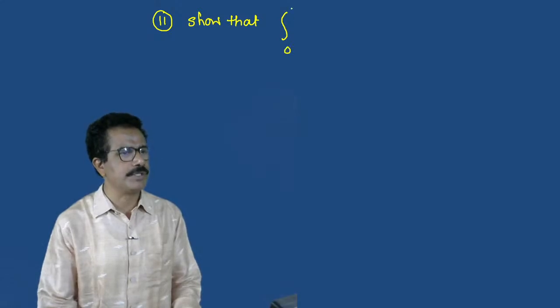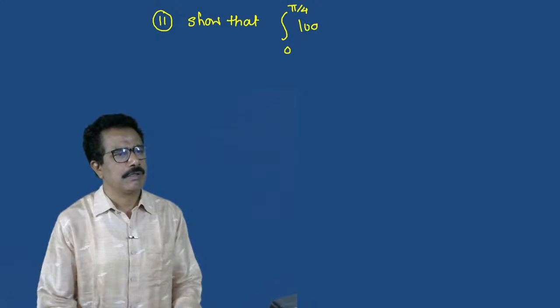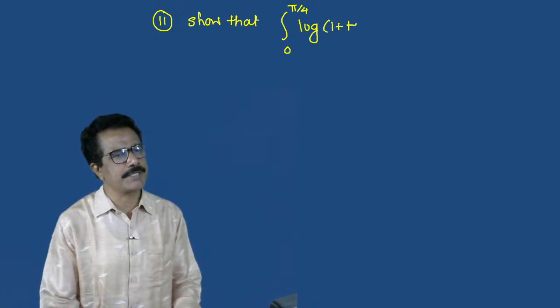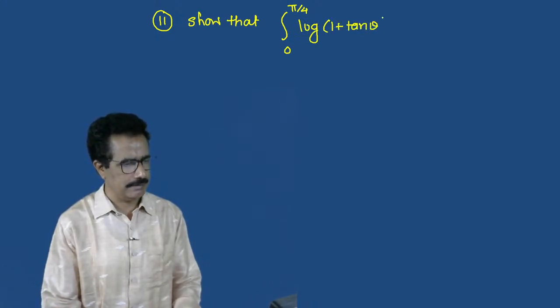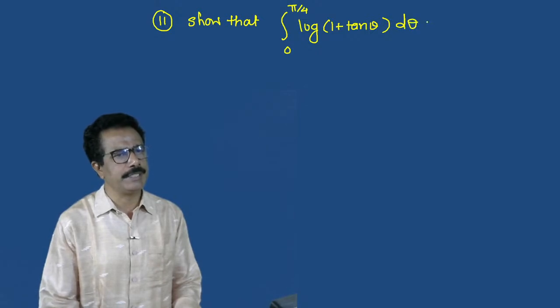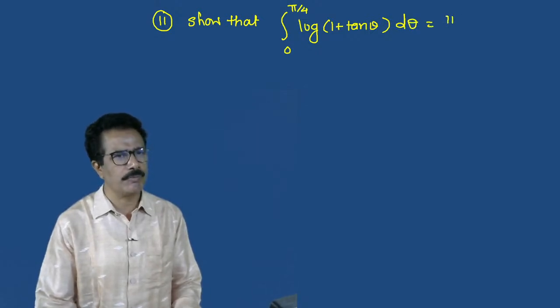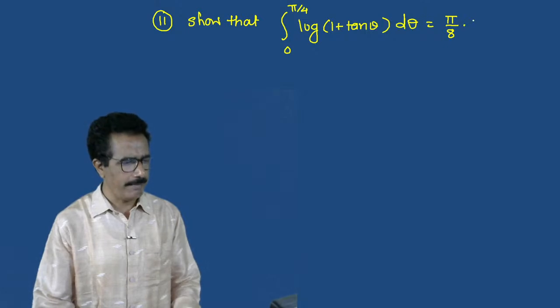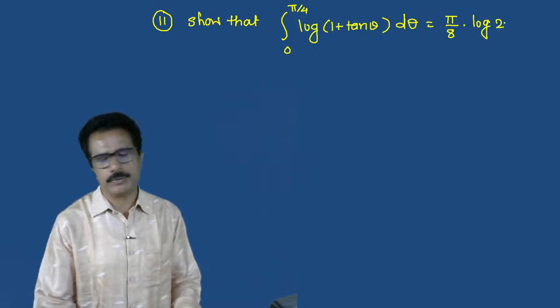Next problem, I think problem number 11. Show that the integral from 0 to pi by 4 of log of 1 plus tan theta d theta is equal to pi by 8 into log of 2.